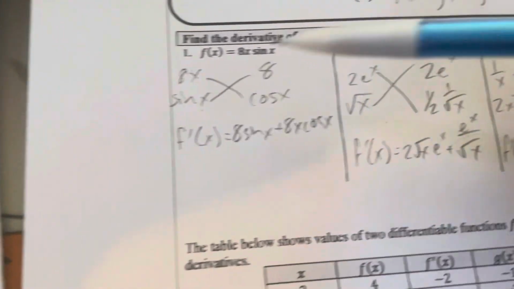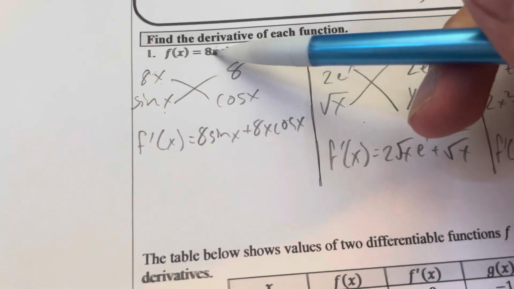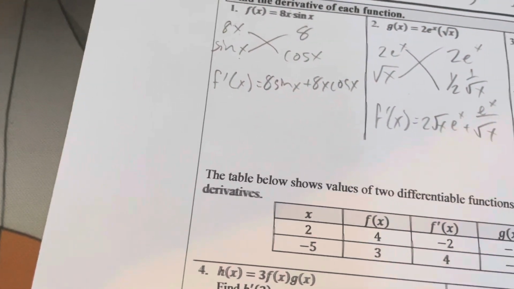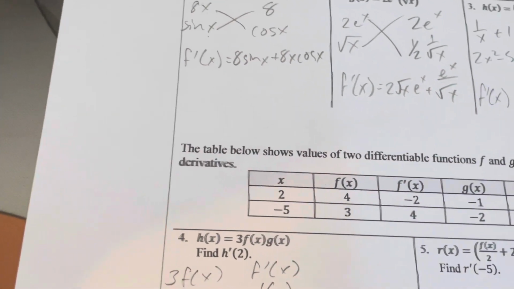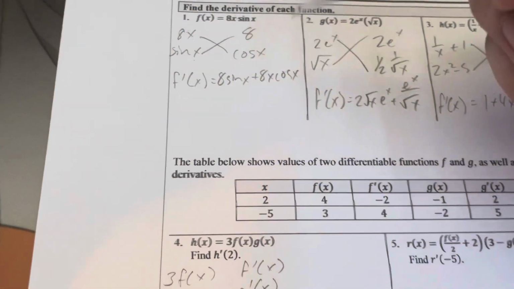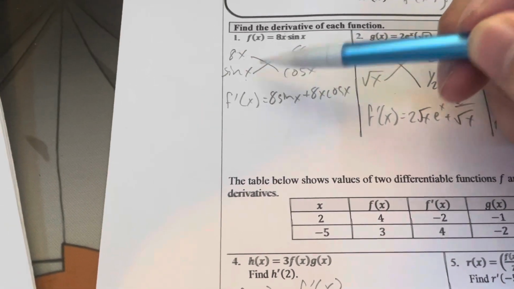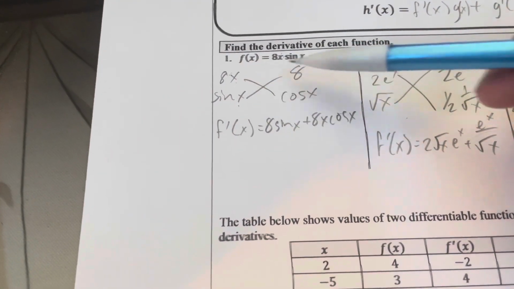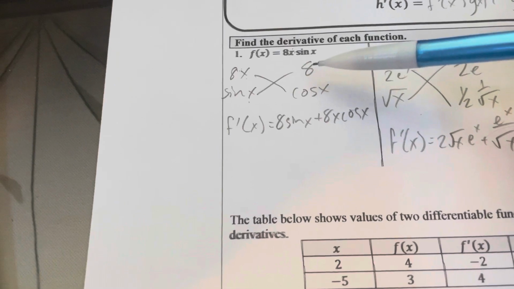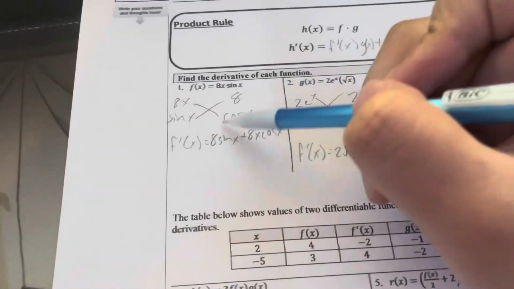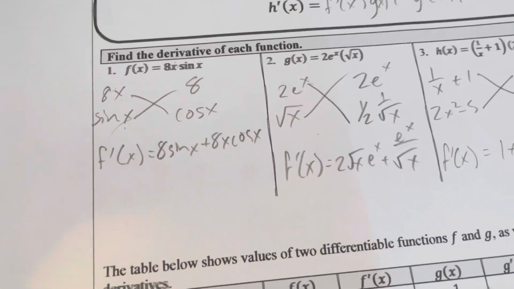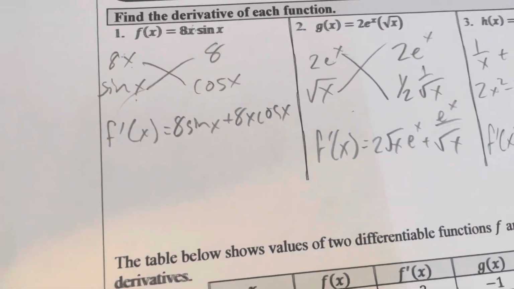And we could do that by identifying 8x as f of x and identifying sine of x as g of x. So we put f of x here and then g of x right below it, and then across from them we put their derivatives. So the derivatives are 8 and cosine of x, and then we cross multiply, and we find that f prime of x equals 8 sine x plus 8x cosine x.